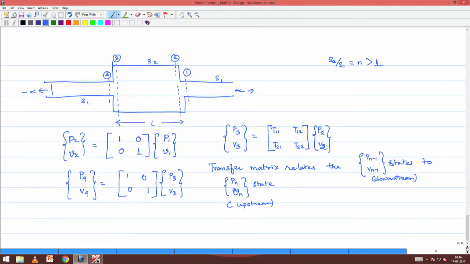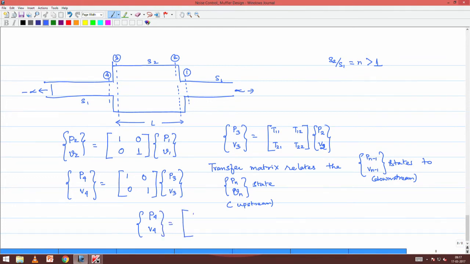So, we will anyway find out what are these forms of this T11, T12, T21 and T22, but the advantage of this method, if you realize, is that if we simply multiply each of these transfer matrices, we are able to relate P4 V4 with P1 V1, right. P4 V4 is this transfer matrix which basically is identity times P3 V3, but P3 V3 is this transfer matrix multiplied by P2 V2, and P2 V2 is this transfer matrix which again turns out to be identity times P1 V1, right.